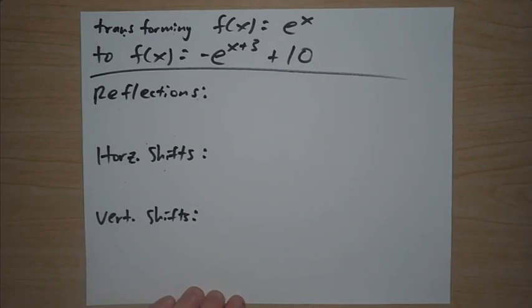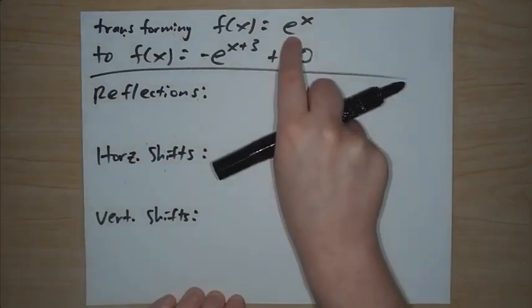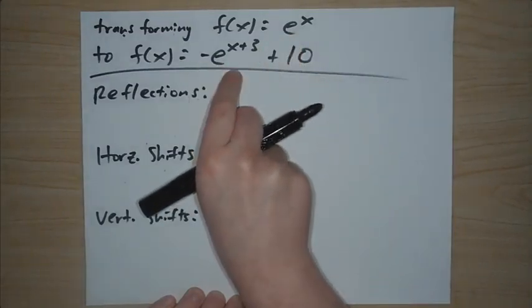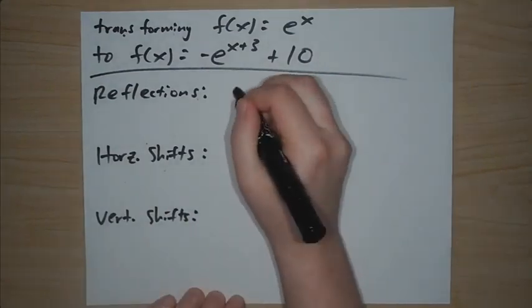If there's a reflection across the x-axis, however, our function here would be negative, and we can see here that there's a negative here, so there is a reflection across the x-axis.